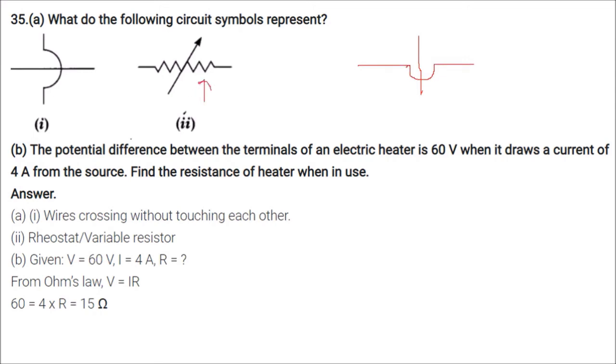The potential difference between the terminals of an electric heater is 60 volt, and it draws a current of 4 ampere from the source. Find the resistance of the heater when in use. So here V is given as 60 volt, I is also given, R is not known. So we will use directly Ohm's law, V equal to IR, and R can be found out by 60 by 4, which is 15 ohm.